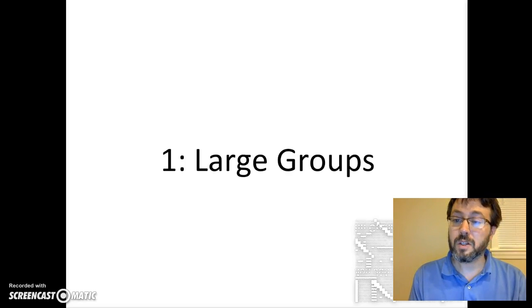So we're going to divide this talk into large groups and small groups. How do we test differences in proportions when those groups are large or small in size? So we'll start with the large one. This, by and large, is certainly the most common.